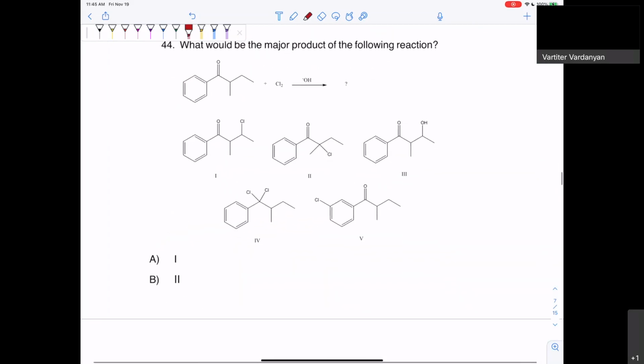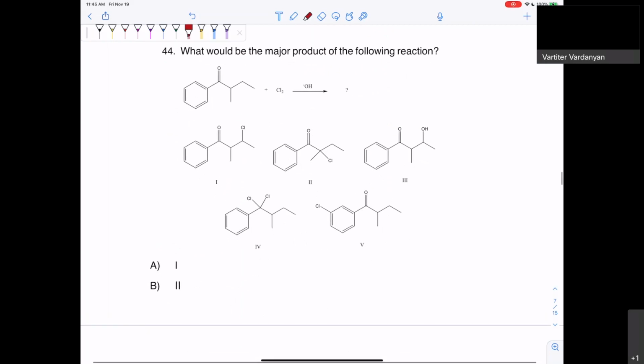So, what would be the major product of the following reaction? So, what is the name of this reaction? Halogenation. All right, so I'm going to leave you with that. So, work on this for a minute and tell me what you think.